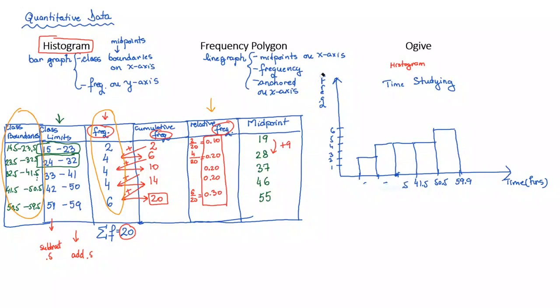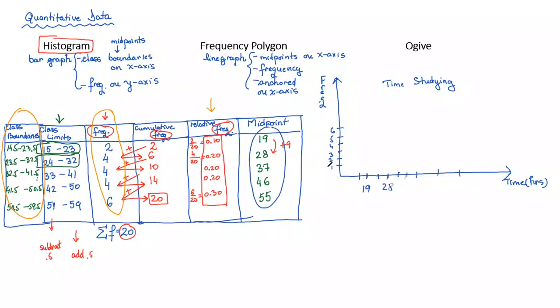I'll put the midpoints right here. The title is the same. Okay. I'll try to erase these bars. So the midpoints were, and I'm looking at the midpoints right here, 19, 28, 37, 46, and 55. So these are the midpoints. I'm simply putting a dot for the corresponding frequency. So 19, we have 2, and then we have 4 for the next classes, and 6 for the last class.